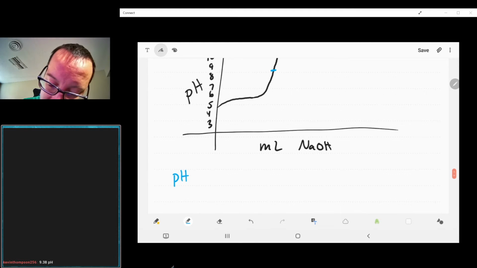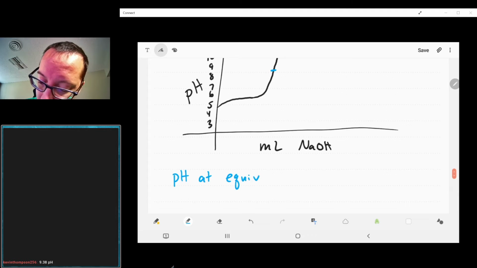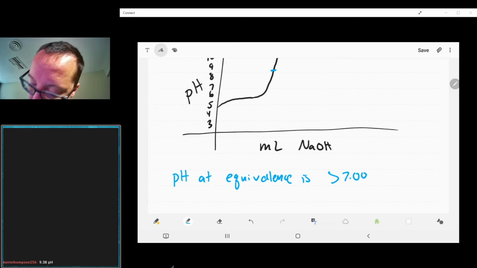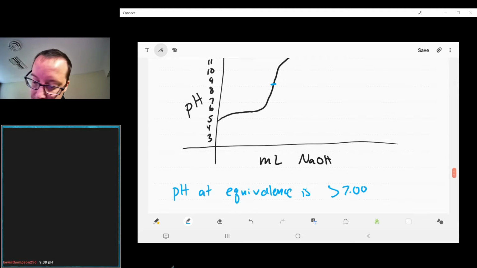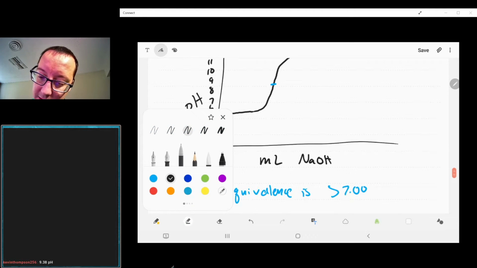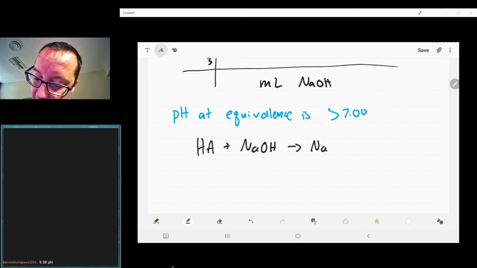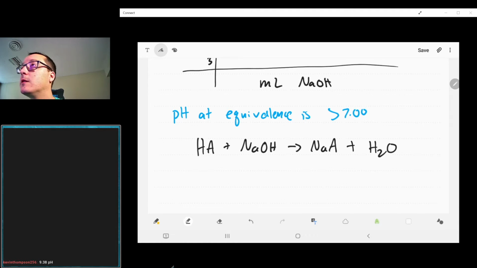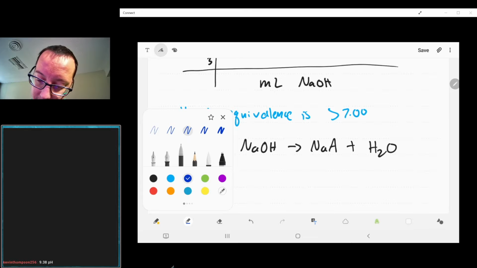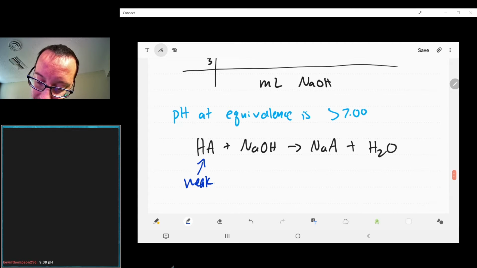The pH at equivalence is greater than 7. Often it'll be 8, 9, 10, somewhere around there. All right, and so the reason for this is, if you look at what's happening, this is the reaction that we're undergoing here. Since this is a weak acid, that means that this is a weak base.